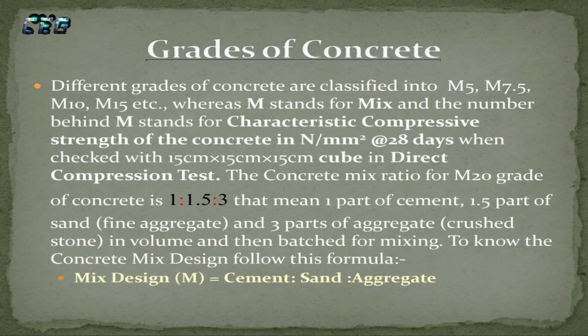The concrete mix ratio for M20 grade of concrete is 1:1.5:3, which means 1 part of cement, 1.5 parts of sand, fine aggregate, and 3 parts of aggregate, crushed stone, in volume, and then batched for mixing. To know the concrete mix design, follow this formula.